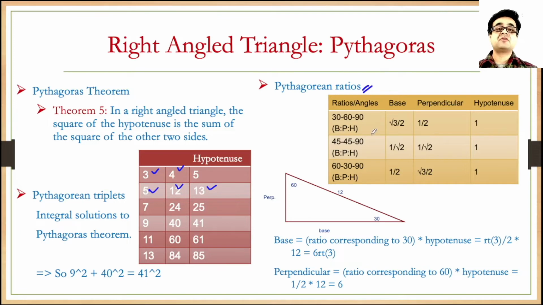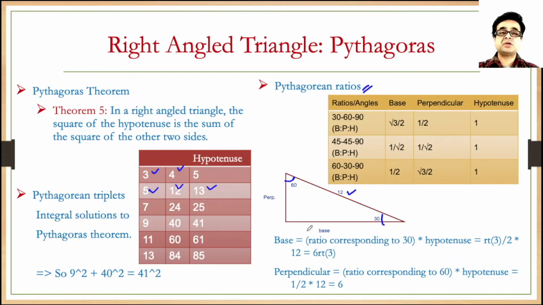Pythagorean ratios are for right triangles that have certain angle measures like 30, 60, 90, or 60, 30, 90, or 45, 45, 90, and a ratio or relationship between base, perpendicular, and hypotenuse. Here is an example. Let's assume you are given a right angle triangle where one angle is 60 degrees, the other is 30, and the hypotenuse is 12. Is there a way to find the base and the perpendicular? The answer is yes. Using trigonometry, it is very straightforward to find that.